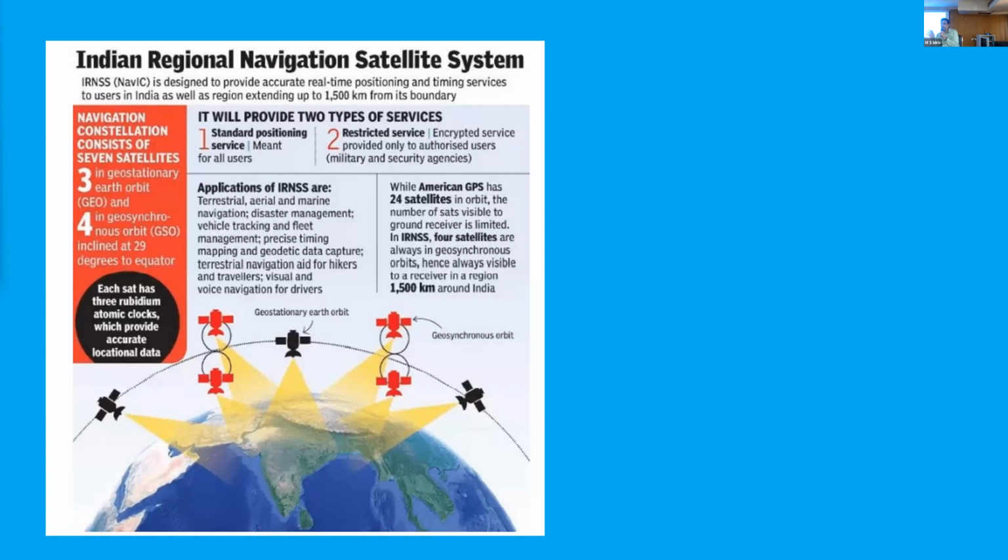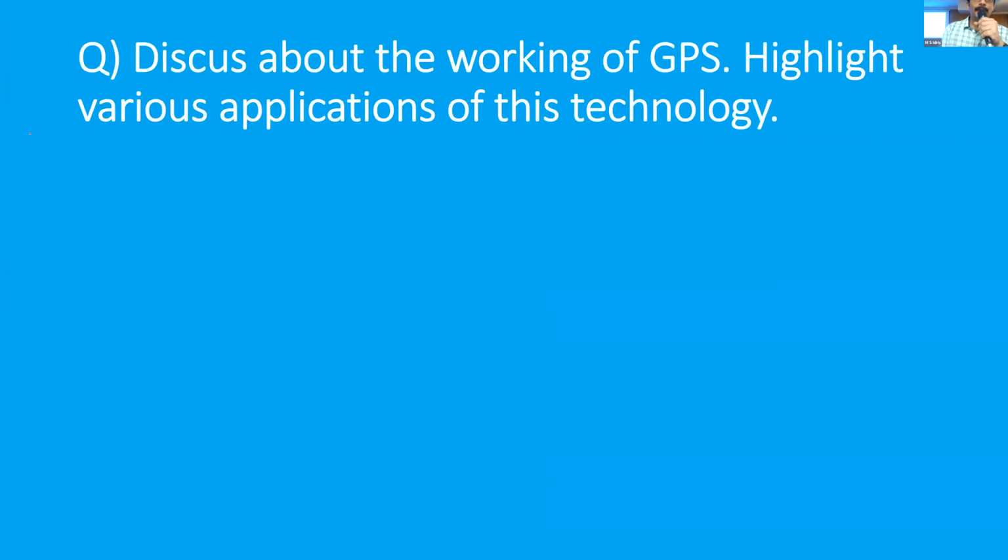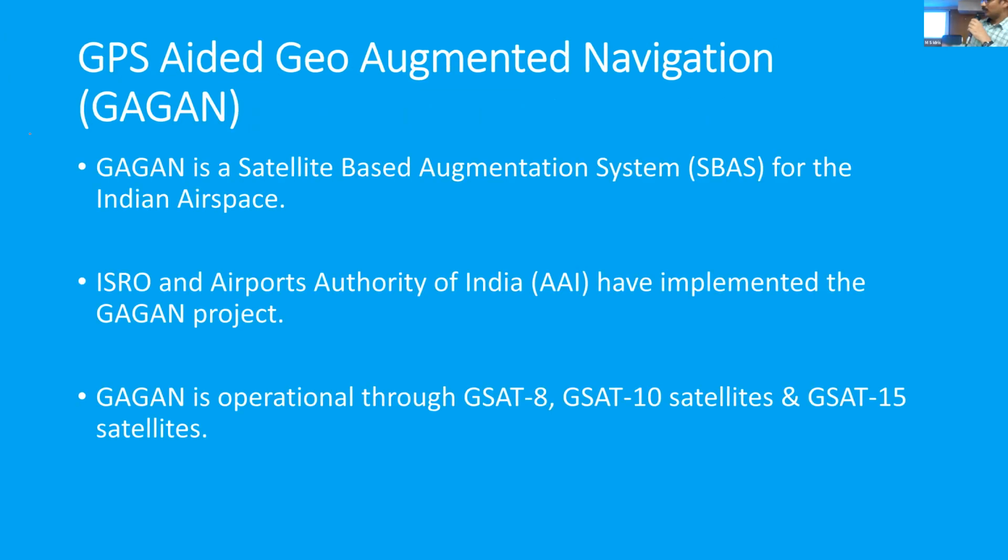Okay, so our NavIC is based on geostationary and geosynchronous satellites because we have to look only at India. There is no point in looking at other places. We want to look at India. So geostationary in all the ways, and geosynchronous. You look at the picture also, it is focused only on India and the surrounding 1500-kilometer region. So this is India's NavIC. They have designed it like this. America has 24. The range will be up to 1500 kilometers.